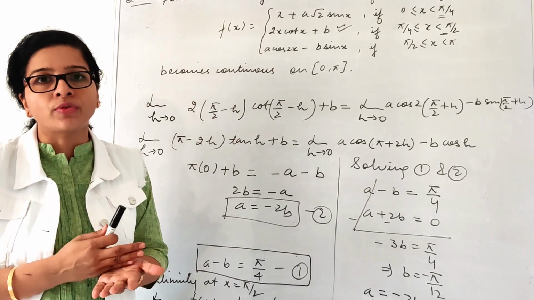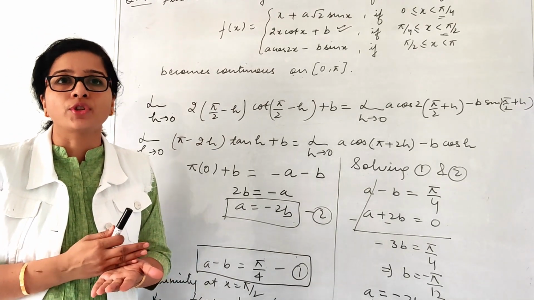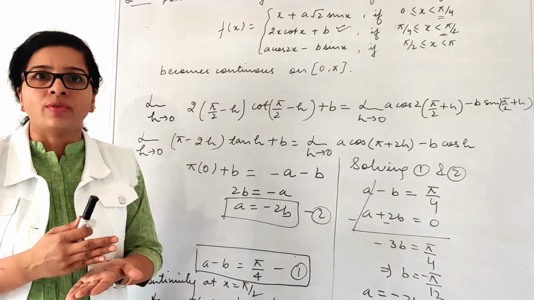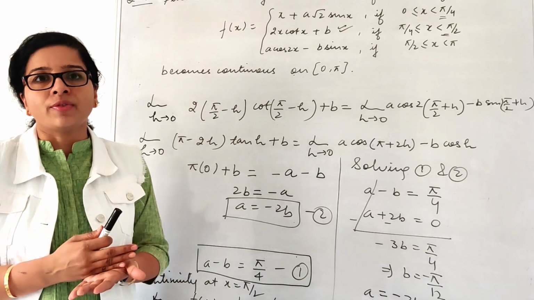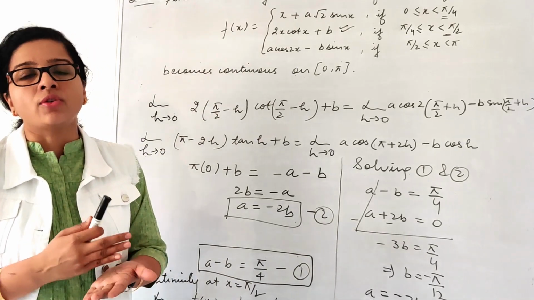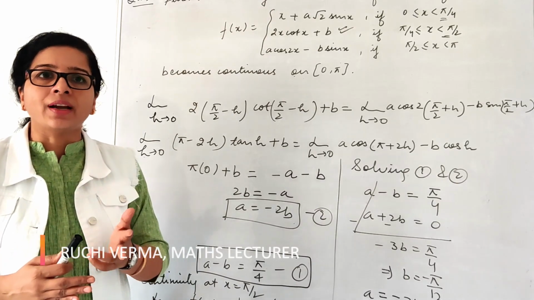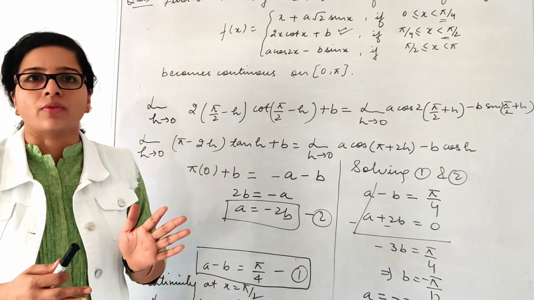Whether you have to prove the function continuous, then you have to check the left hand limit, right hand limit and the value of the function at the point. But if they have given the function as continuous and you have to find the constant value, you can take any two among the three and solve.